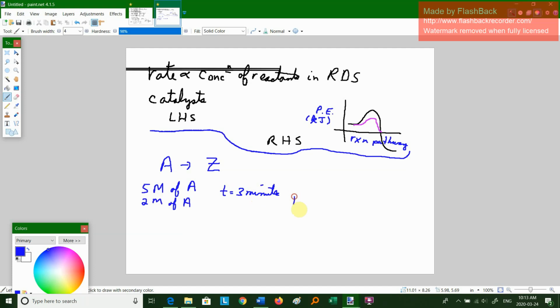So your rate would be the absolute value of the change in concentration of A with respect to time, so 2 minus 5, with respect to time, let's make it in seconds, 180. So that's going to be 3 out of 180, which is 1 out of 60, which is 0.017, rounding, moles per liter per second. So that is a way to calculate the rate, and we'll use that as our average rate.